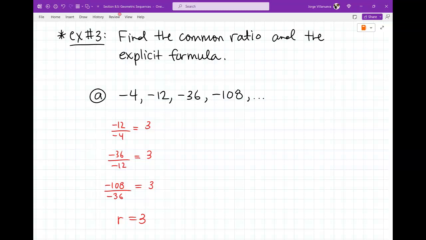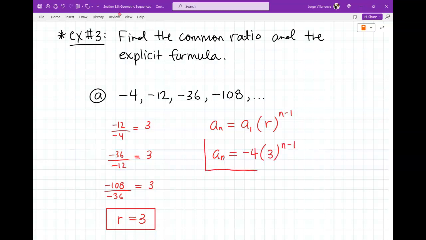Now that I found my common ratio, I'm going to put that right here, put a little box around it. Let's find the explicit formula. Now, remember, the explicit formula, the way I like to write it, is going to look like this. If you don't want to put the parentheses, it's okay. Just put a little dot for times. I just prefer the parentheses. So, a sub 1 is what? Negative 4. r is 3 to the n minus 1, and that's it. You're done.